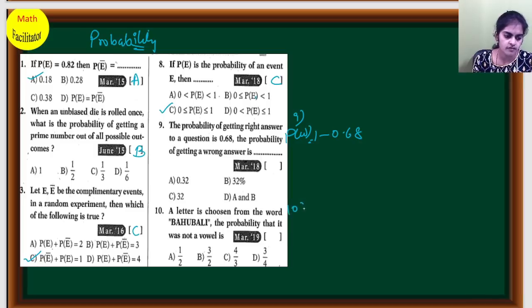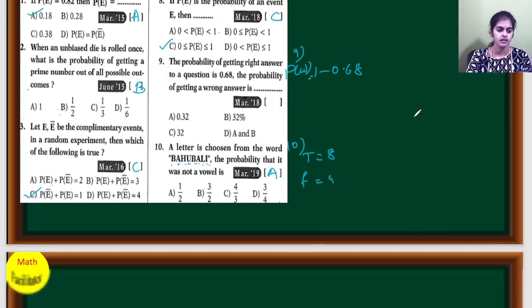Now the word chosen from Bahubali, the probability it is not a vowel. Total words are how much? 1, 2, 3, 4, 5, 6, 7, 8. I think the 2019 Bahubali cinema was released, so a question on Bahubali came. Okay, so favorable outcomes. You want vowels. So A, E, I, O, U. So 1, 2, 3, 4 vowels you have. So 4 by 8, which is nothing but 1 by 2, is the probability.